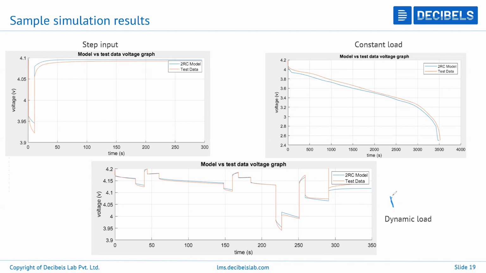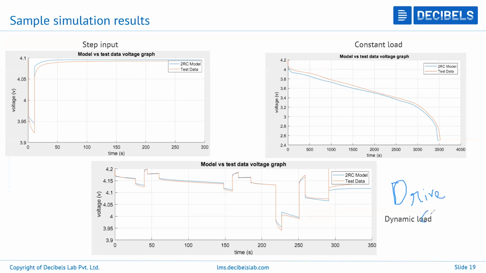Dynamic load is nothing but DST. DST stands for dynamic stress test, and it is nothing but a simulation of real life driving conditions, how the cell can possibly be stressed in realistic scenarios. So this is how you can understand the behavior of the 2RC model and how it compares to realistic scenarios. Of course, these are just very simple inputs. There are more complicated inputs where you can go for things like drive cycle analysis.